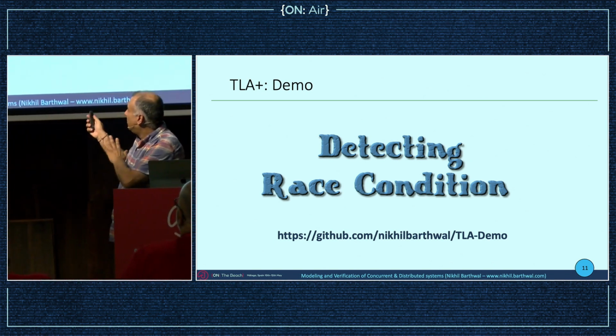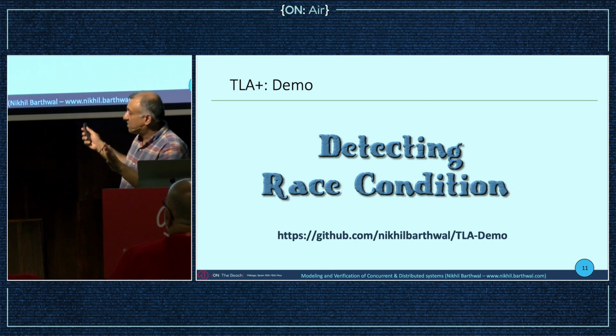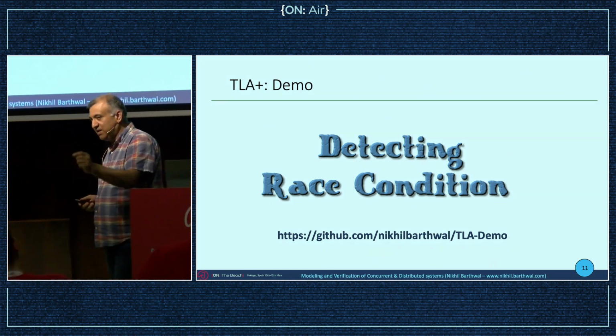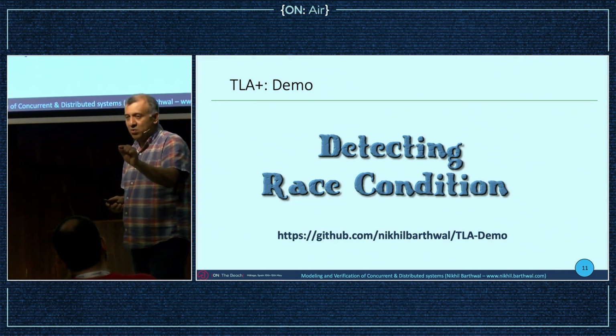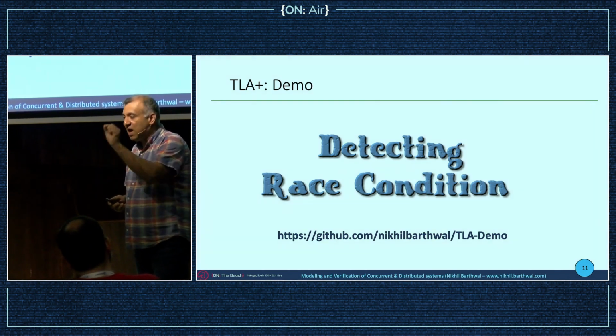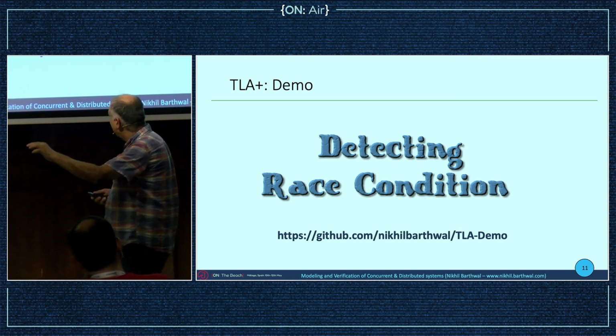So that's the whole premise of using a formal system: I should be able to find these subtle bugs in my code using a minimal amount of work, even before I write a single line of code.